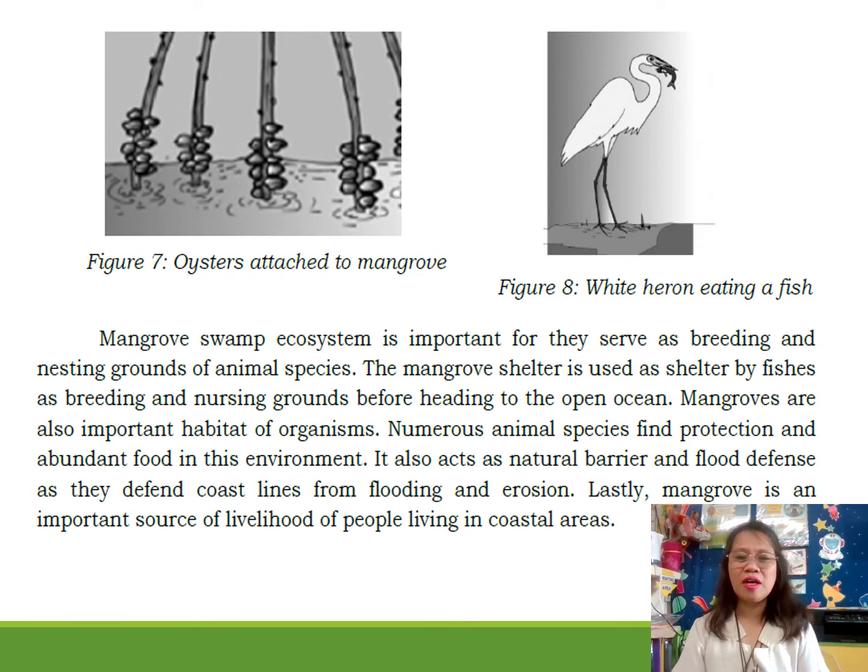Now, mangrove swamps ecosystem is important for they serve as breeding and nesting grounds of animal species. Mangrove is used as shelter by fishes as breeding and nursing grounds before heading to the open ocean. Mangroves are also important habitat of organisms. Numerous animal species find protection and abundant food in the environment. It also acts as natural barrier and flood defense as they defend coastlines from flooding and erosion. Lastly, mangrove is an important source of livelihood of people living in coastal areas.